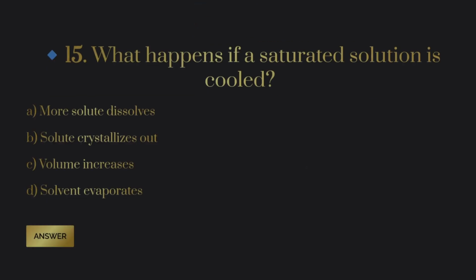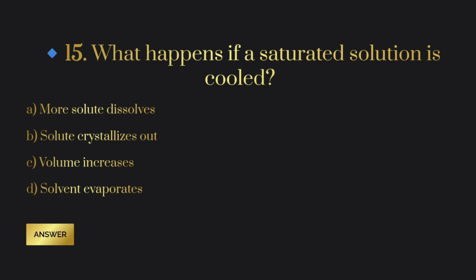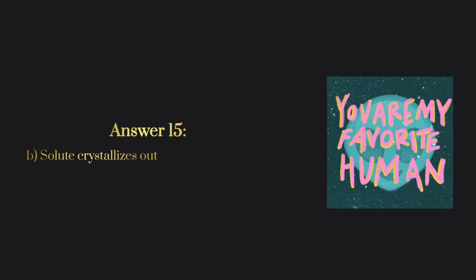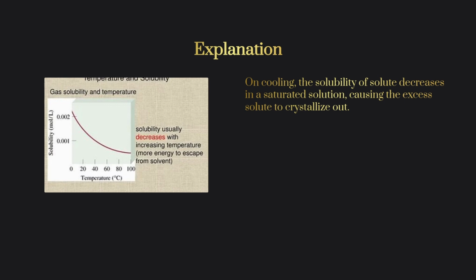Last question for the day. Question number 15. What happens if a saturated solution is cooled? Options: more solute dissolves, solute crystallizes out, volume increases, or solvent evaporates. So if we cool the saturated solution, the solute crystallizes out. Why is this so? Because on cooling, the solubility of solute decreases in a saturated solution, thereby causing the excess solute to crystallize out.